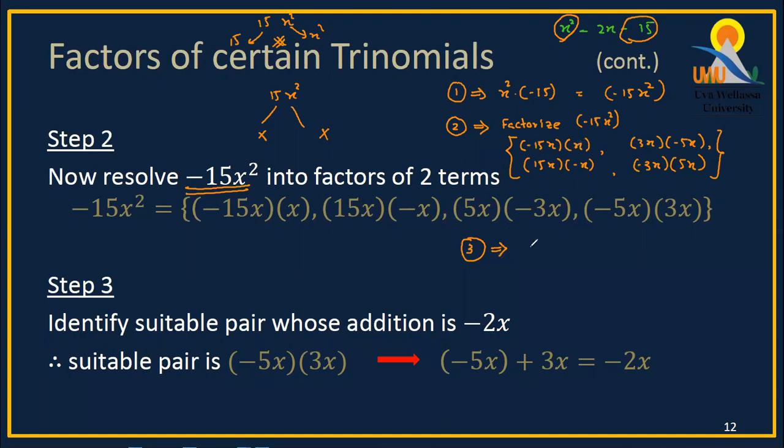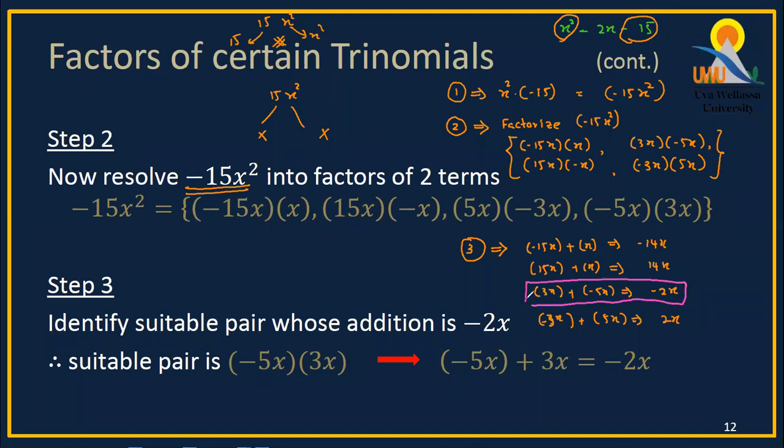If you perform this calculation, we have minus 15x and plus x. If you add these, you end up with minus 14x. If you add the second set, plus 15x added to minus x, it is plus 14x. Then 3x added to minus 5x gives minus 2x. Next, minus 3x plus 5x gives plus 2x. But according to the given problem, we need the set which gives minus 2x. Therefore, you can see that this is the appropriate set, whose addition gives minus 2x.